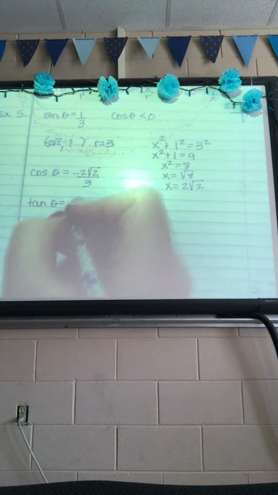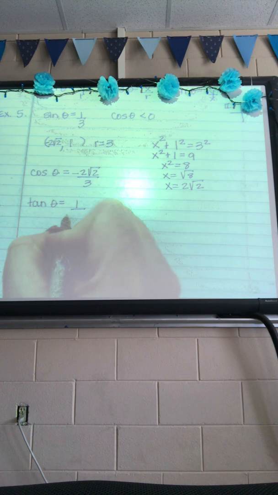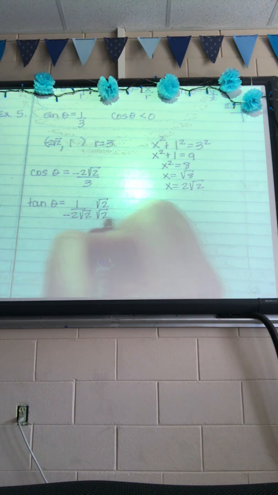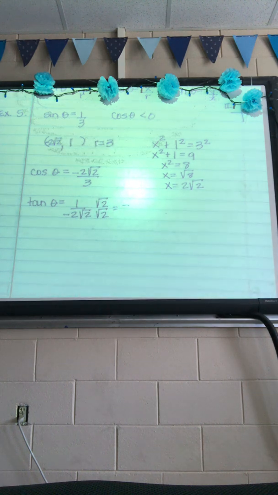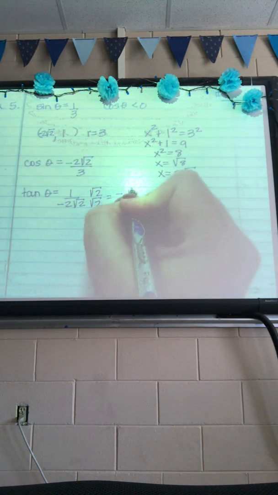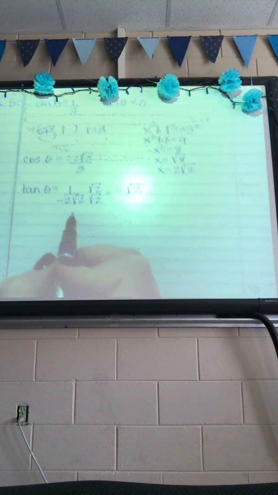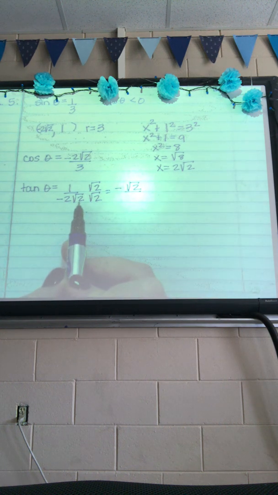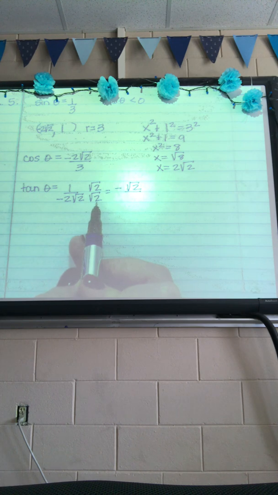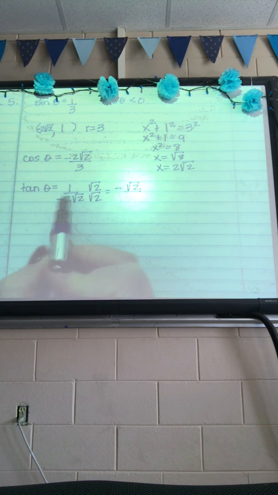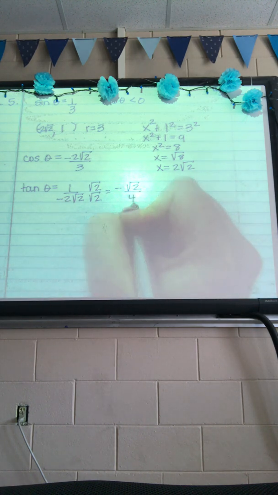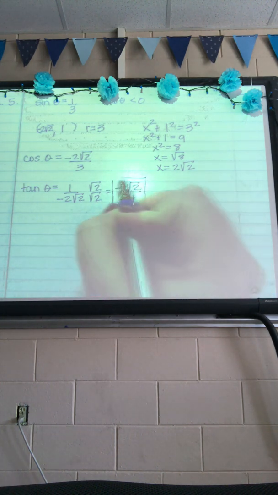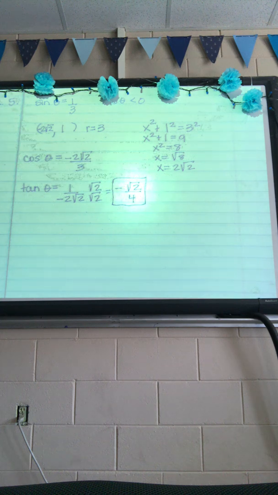The tangent is y over x. So the y is 1. The x is -2 square root of 2. That has to be rationalized. I'm going to pull my negative out front. So that is square root of 2 on the bottom. A lot of people on the quiz, if you missed a point on some of these questions, this is what happened. What is the square root of 2 times the square root of 2? 2. But don't forget about this 2. 2 times 2 is 4.